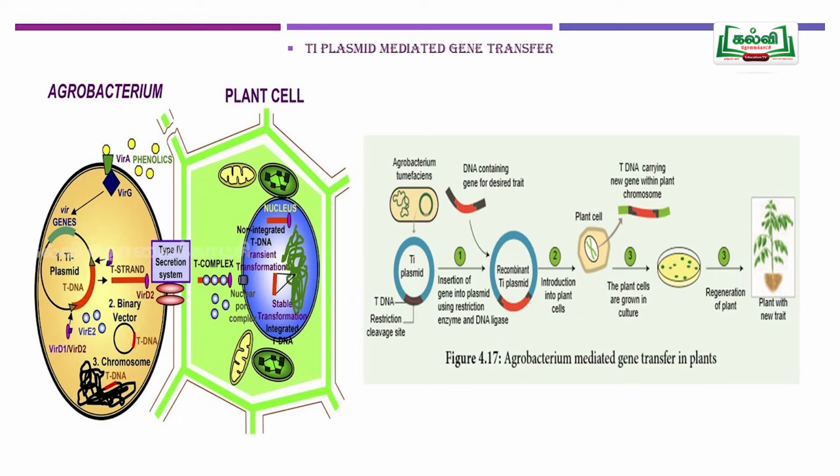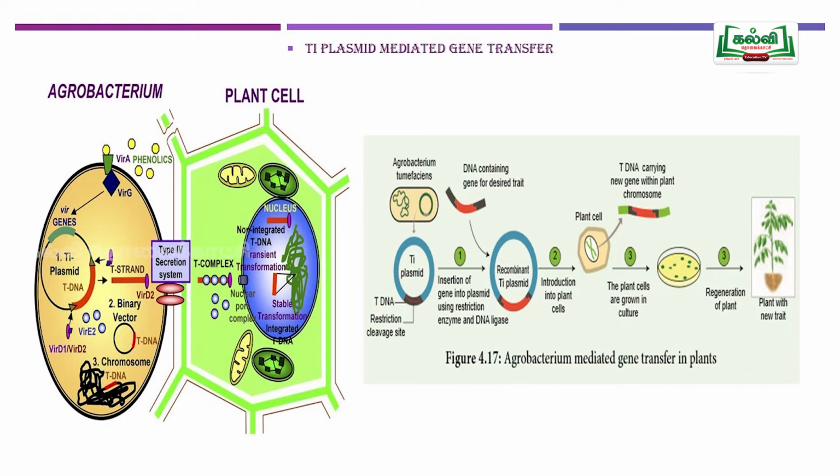That will trigger the virulence genes. The virulence genes get activated and produce virulence products. Those virulence products dissect, that means cut, the T-DNA at the left border and right border, and a single strand is transported from the Agrobacterium to the plant cell. Successfully, that single strand integrates into the chromosome of the plant cell. The Agrobacterium does it very efficiently, so that's why we use this Ti plasmid for our gene transfer technique.